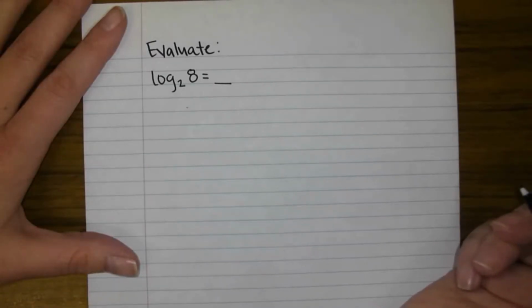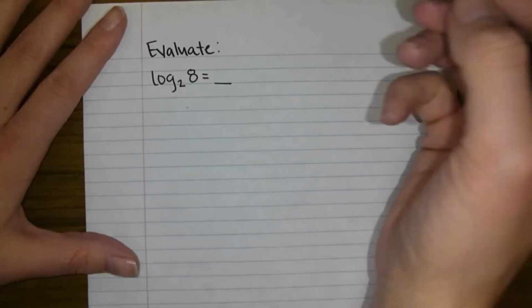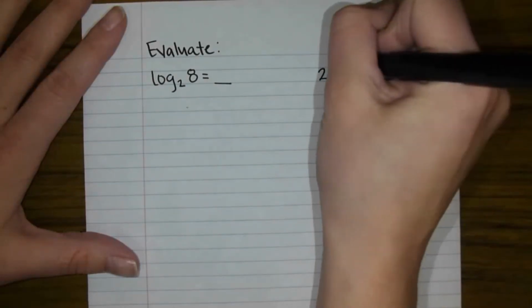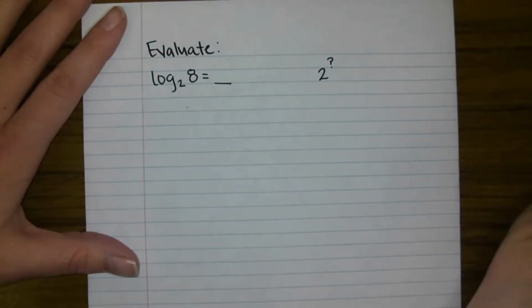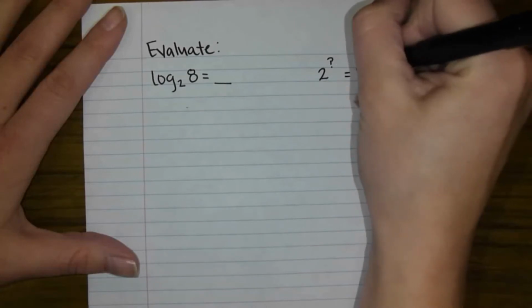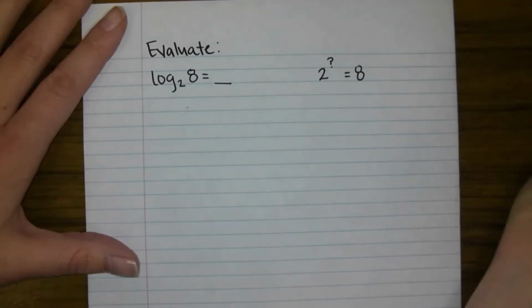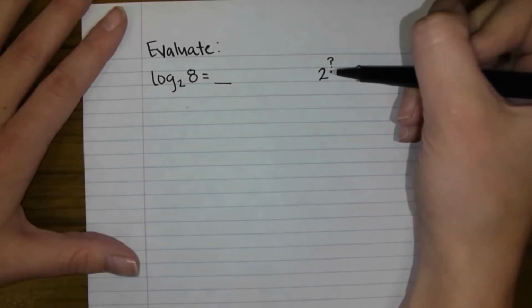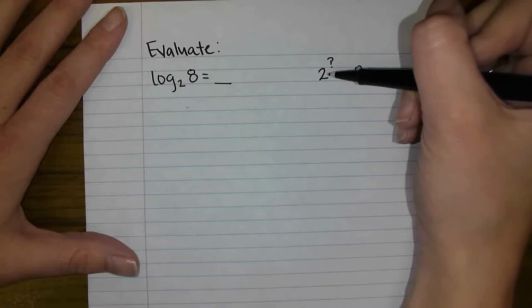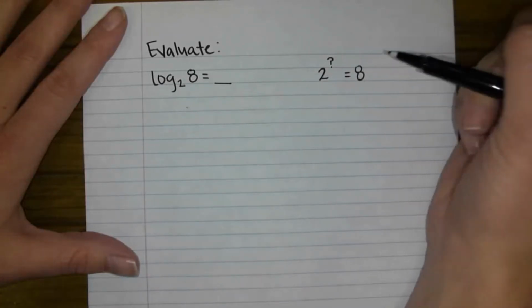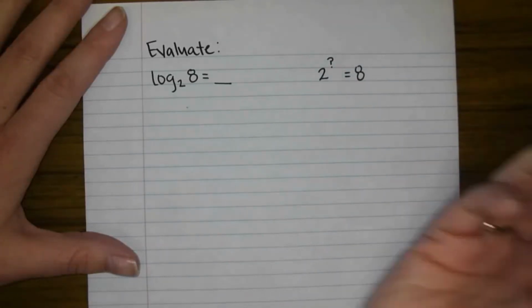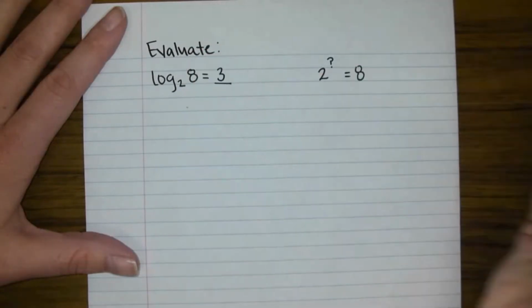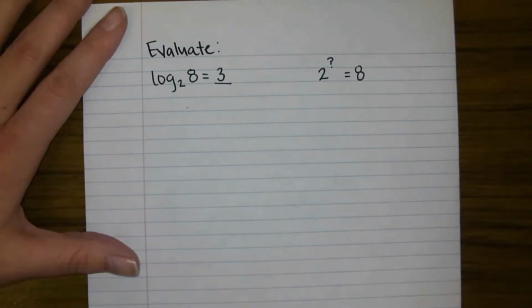How do I solve that? Oh, I could rewrite it as an exponential and have 2 to what power equals 8. And now I can use mental math and solve this. 2 to the first power is 2. 2 to the second power is 4. 2 to the third power is 8. And so log base 2 of 8 equals 3. Well, that wasn't so bad.